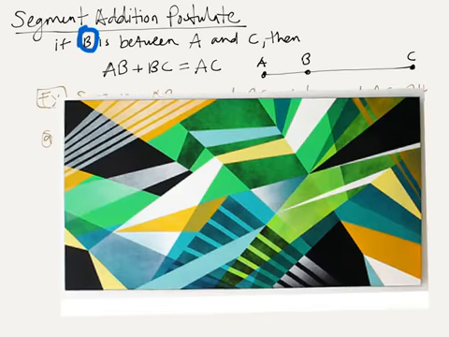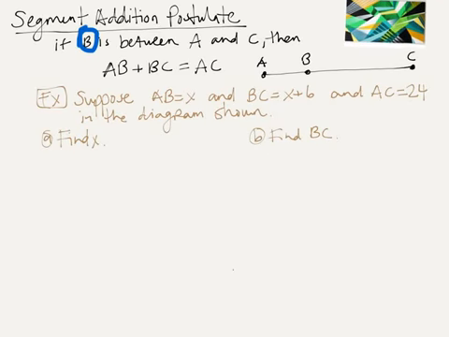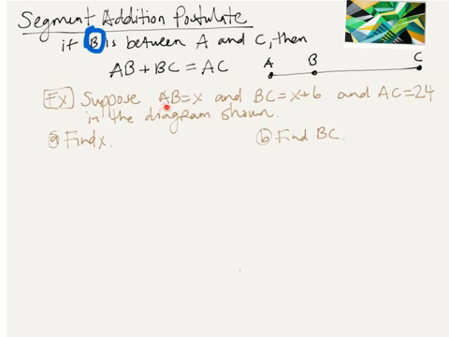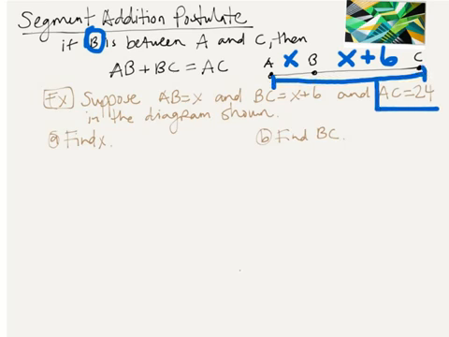Okay, let's do a couple examples here. Let me move this out of the way. Okay, suppose AB equals x and BC equals x plus 6 and AC equals 24 in the diagram shown above. Okay, they'd like us to find x and find BC. Let's label what they've given us. They said that the length of AB is x, the length of BC is x plus 6, and this entire length from A to C is 24. So from here to here, well, that's 24.